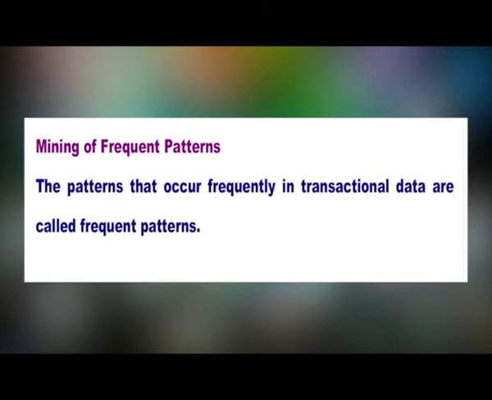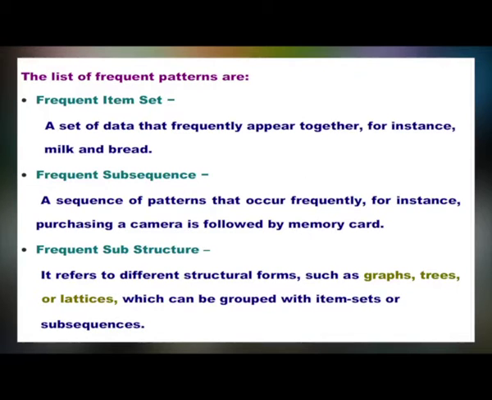The second concept is mining of frequent patterns. The patterns that occur frequently in transactional data are called frequent patterns. The list of frequent patterns are: frequent itemset, a set of items that frequently appear together, for instance milk and bread. The second one is frequent subsequence, a sequence of patterns that occur frequently, for instance purchasing a camera is followed by a memory card. The third one is frequent substructure. It refers to different structural forms such as graphs, trees or lattices which can be combined with the itemsets or subsequences.